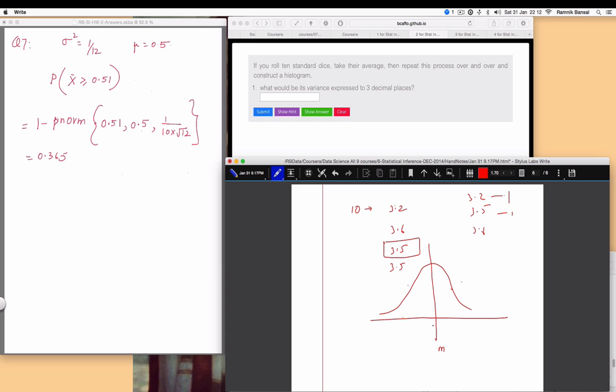Mean would be that, 3.5. What would be the standard deviation? The standard deviation would be the standard deviation of a single die roll divided by, in this case, the sample size, which is 10. That will be my standard deviation.